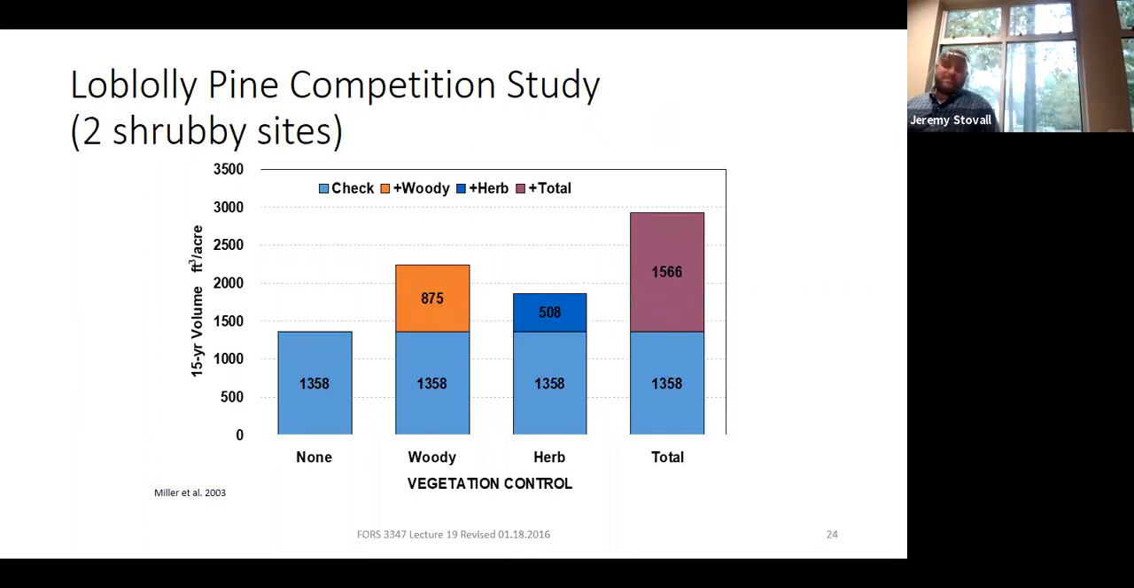Okay, here's 2 shrubby sites. 13 times 3 there for the check plots. That's going to get us up to about 40 tons per acre over a 15-year period. So now our mean annual increment is less than 3 tons per acre per year. So these shrubby sites were very unproductive. And again, we see an interaction that's more than additive. And so what you'll see is it more than doubles productivity. It takes you up to closer to 5 tons per acre per year if you apply both in terms of your mean annual increment.